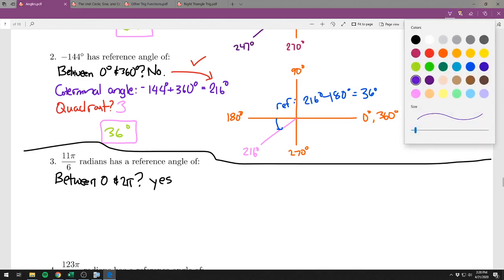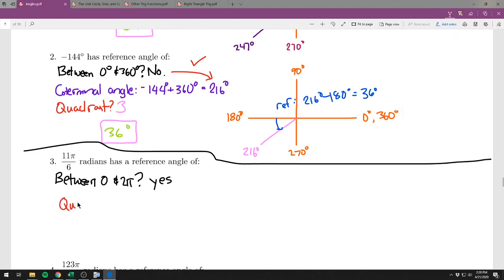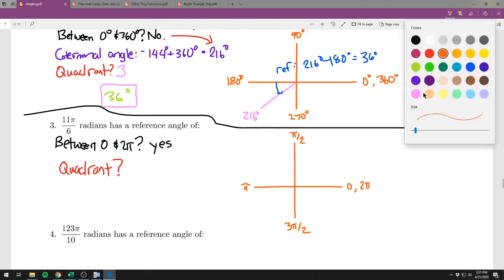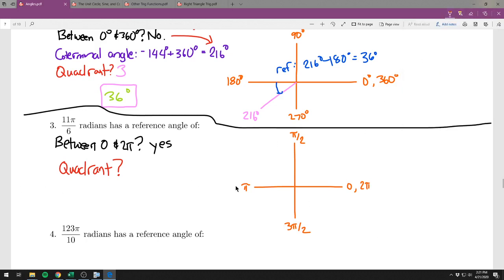Now, once it's between 0 and 2 pi, then we ask ourselves, what quadrant is it in? And this is probably where you're a lot less comfortable initially with radians than degrees, because of the pi there. It's not whole numbers. So I want to talk about that, but make sure you draw your angles in on the axes. 0 radians, then pi over 2, then pi, then 3 pi over 2, and then 2 pi. And you want to see which one it gets shoved between.